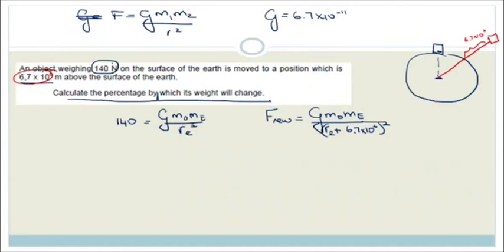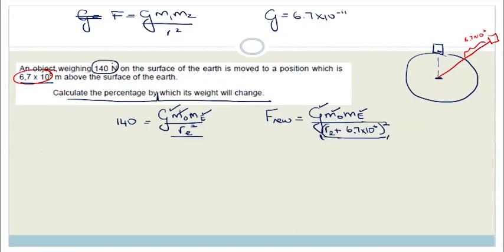So do you agree that the G is the same? The mass of the object is the same. The mass of the Earth is the same. And what is different? This is different. This is now bigger. By how much? By the radius of the Earth plus 6.7 times 10 to the 6.